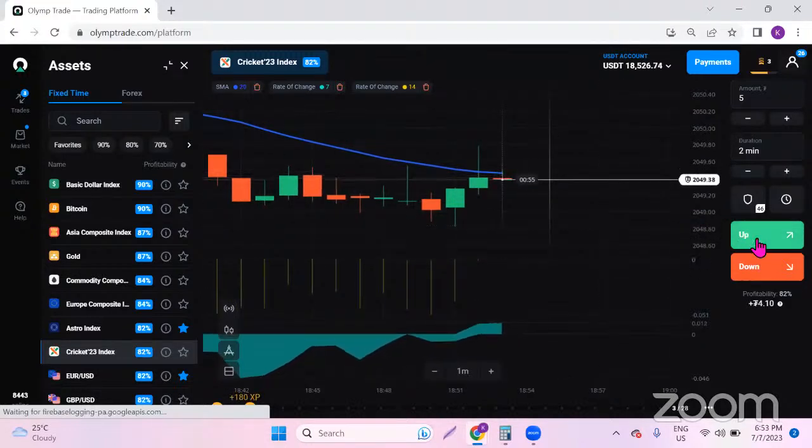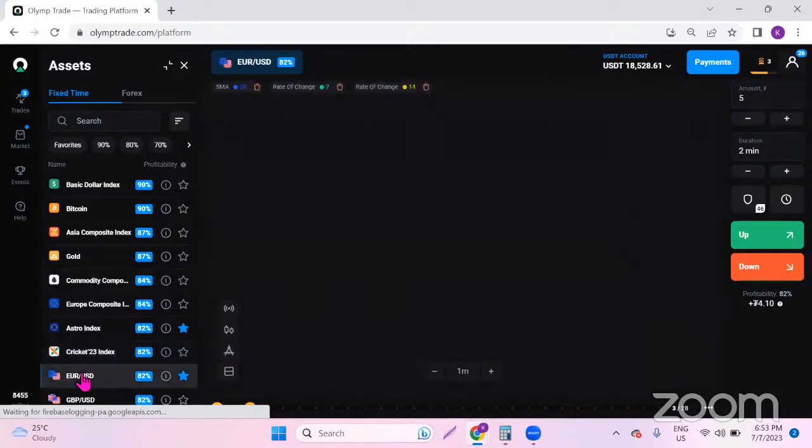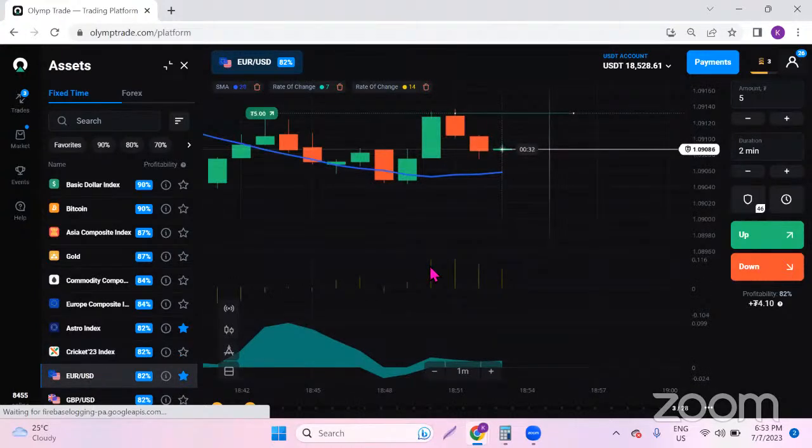Okay, so it is no. See, the ROC changed, the candle color changed. It was going above the line, but now it's below. So we are not trading here at the moment. Let's check other assets, guys. Okay, here we are not, this trade is not very much in our favor. Let's see.